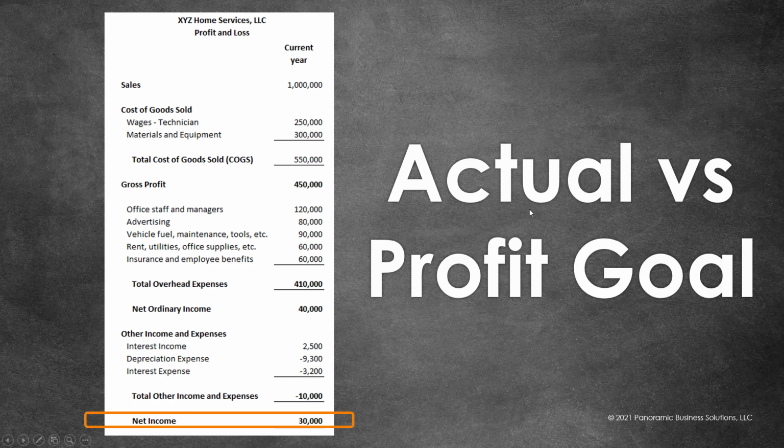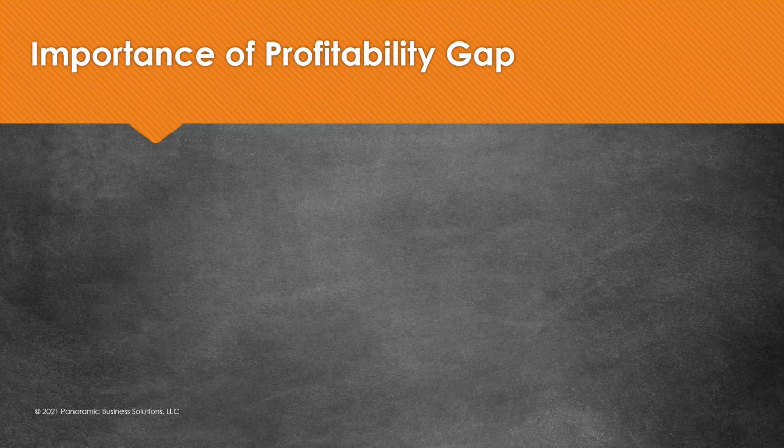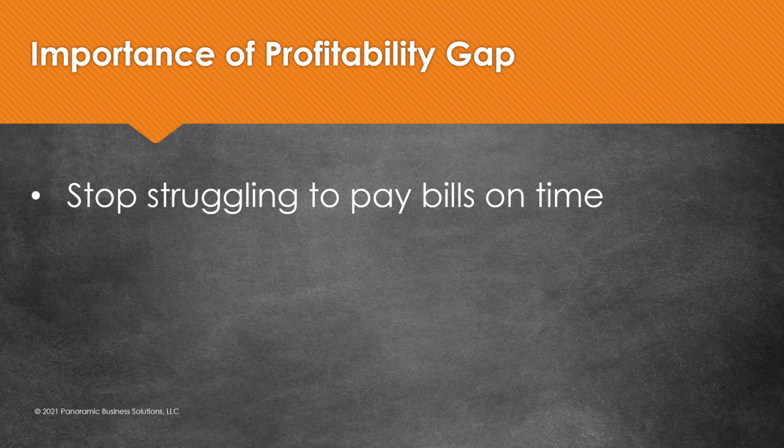It is a very simple formula where you compare your actual net income, your net profit, your bottom line that's on your financial statements, and you compare it to what your profit goal is. And so, why is this an important number for us to care about? Well, it's very common for business owners to focus on watching the sales increase. And then we are profitable, but we still struggle to pay our bills on time.